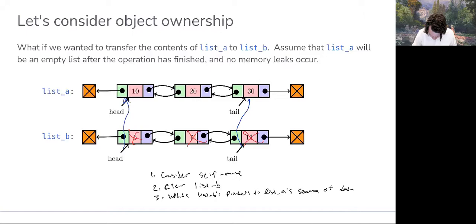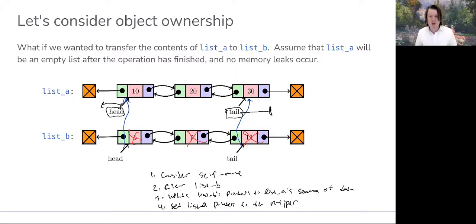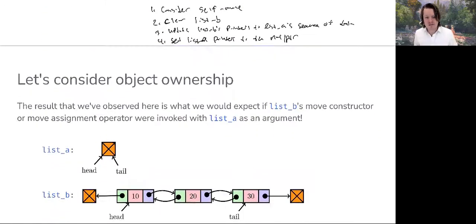Tail will now point to the last node in the sequence that was once owned by list A, and it kind of still is, but we're going to go ahead and ensure that's no longer the case. We're going to set list A's pointers to the null pointer. So head is now going to point to null. Tail's now going to point to the null pointer too. And at this point, we have this.